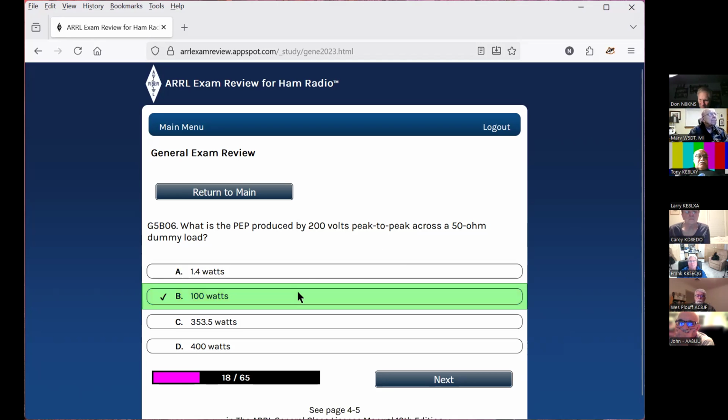Well, the answer here is 100 watts. Let me walk you through that. 200 volts peak to peak, that's the maximum positive voltage and the maximum negative voltage, is 100 volts peak voltage, which is from the maximum voltage to zero. But to calculate PEP, you need the RMS voltage. And here we're just going to assume it's a sine wave.